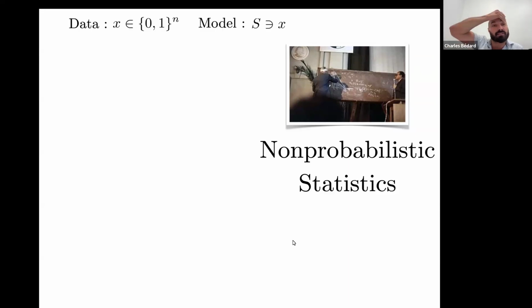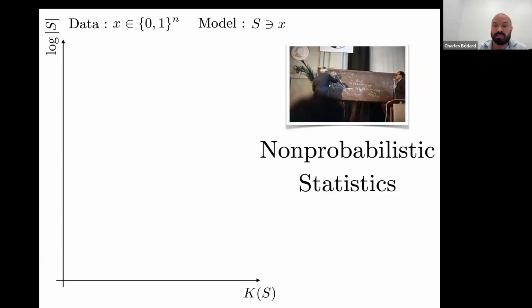So we have a fixed data, call it X. X is an n-bit string. And think of X as a very interesting piece of data, like collections of countless experiments and so on. And we want to find a model for X. So in the realm of algorithmic statistics, a model for X is a set of strings of which X is an element. So that's very liberal.